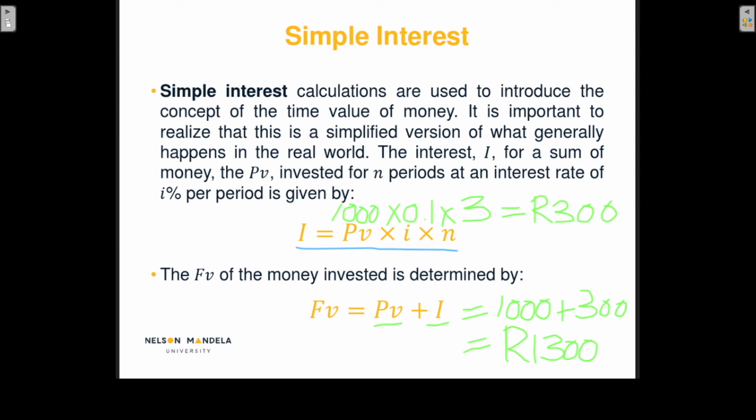Okay, now you will see that when we do this type of examples or exercises on simple interest, you are usually given 3 of the 4 quantities. So what I mean by that is we have the present value, we have the interest rate, we have the number of interest periods, and we have the future value. If you are given 3 of these 4, you will be able to calculate the 4th one. And we are going to now look at examples to illustrate this idea.